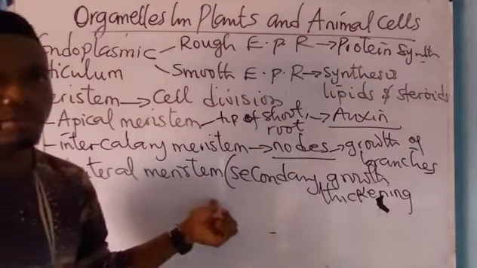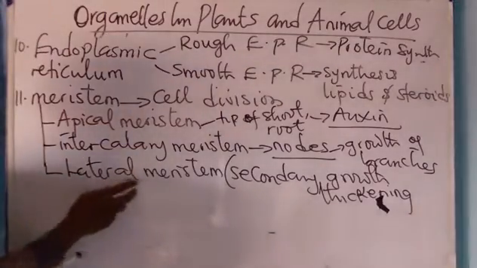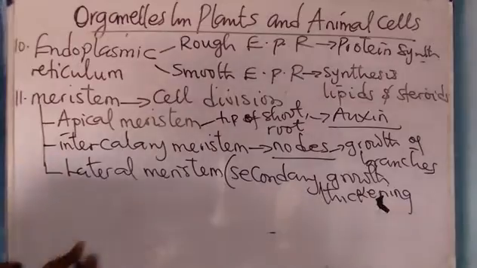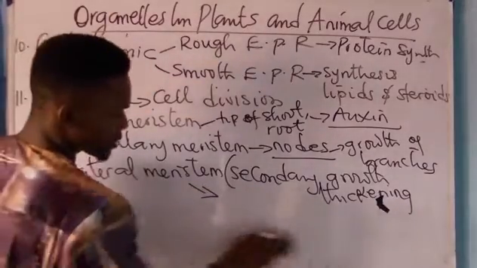The lateral meristem. It enhances the lateral growth of the branches. Now, this lateral meristem is not just the one doing it alone. It has a type of vascular cell called cambium.